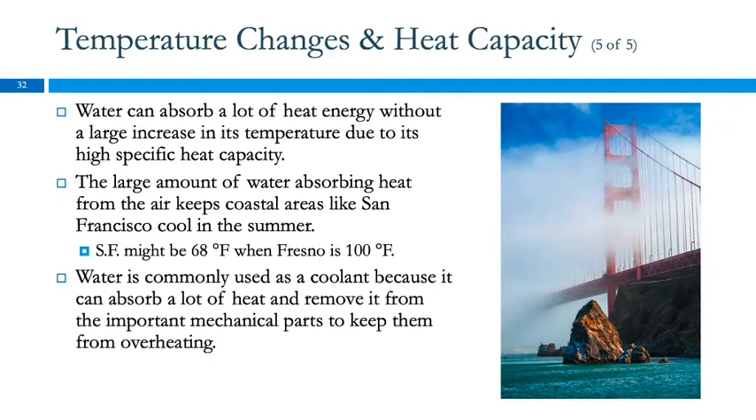We can save up some of that energy while the sun's shining, and then when the sun's gone and it's cold, it can send it back out into the air. And so it keeps the temperature of the air from changing as drastically as it does here in Fresno. Here in the summer, it might be 65 degrees overnight and 105 during the day, right?